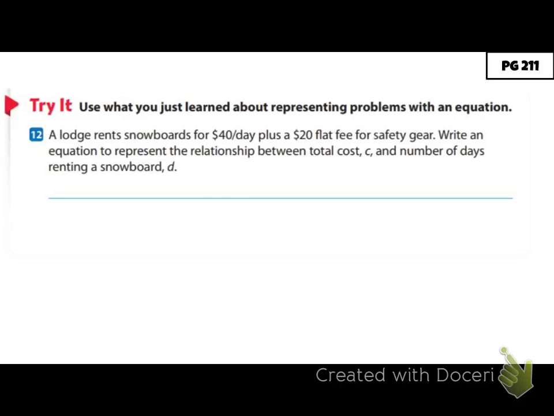Now you try it. Use what you just learned to write an equation. So 12 says the lodge rents snowboards for $40 per day plus a $20 flat fee for safety gear. Write an equation to represent the relationship between the total cost, C, and the number of days rented a snowboard, D. So we have the total cost would have to equal this information up here. Okay, so if our total cost is $40 per day, we don't know how many days it is, so that's where our D comes in. If it's $40 each day or $40 per day, that means we're doing 40 times D. Then it says plus, obviously we're adding, a $20 flat fee. So our equation would be C equals 40D plus 20.